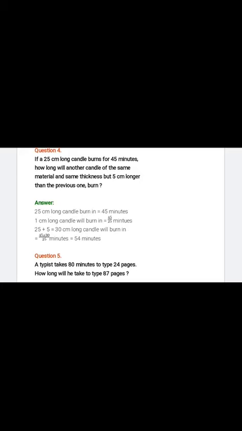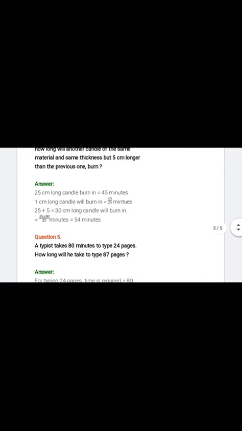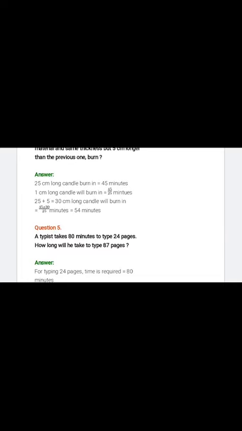A 25 centimeter long candle burns in 45 minutes. So 1 centimeter long candle will burn in 45 upon 25 minutes, dividing 45 minutes by 25 centimeter. Now the second candle will be 25 plus 5, which is 30 centimeter long. So 45 multiplied by 30 upon 25 minutes, it will burn in 54 minutes.